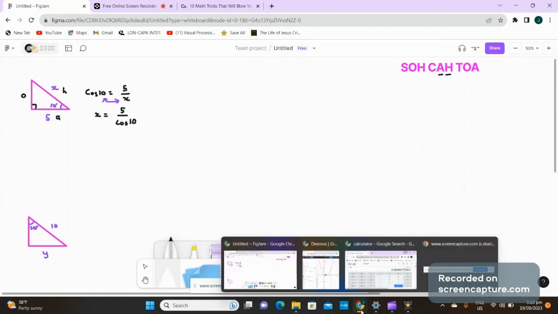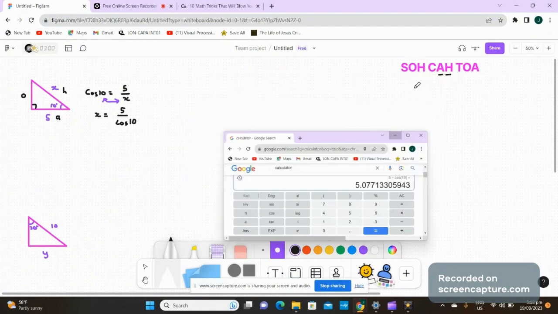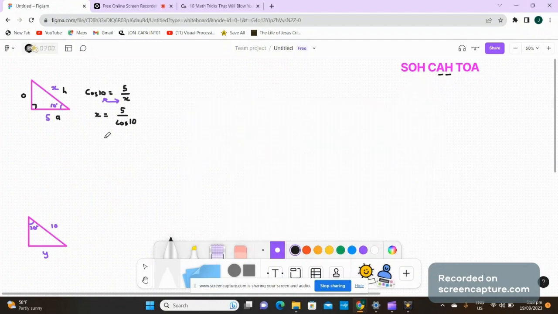So we can simply put that in our calculator. 5 divided by cosine of 10, we get 5.077. We'll round to 1 dp, so we get 5.1. And obviously if there were units, you'd put the units in, whether they're meters, but we don't have any units in this question. And if you want, you can put a little 1dp just to show you rounded to one decimal place.